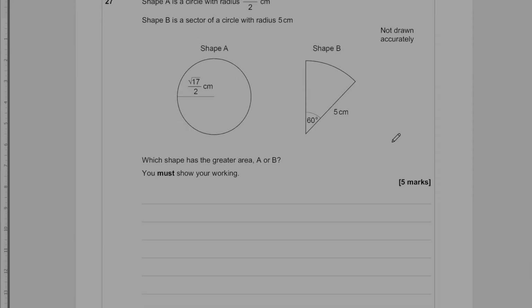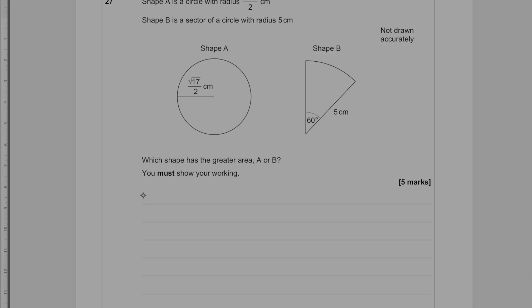Okay, question 27. A shape A is a circle with a radius of root 17 over 2. Shape B is a sector with a radius of 5 centimeters. Which shape has the greater area, A or B? You must show your working.